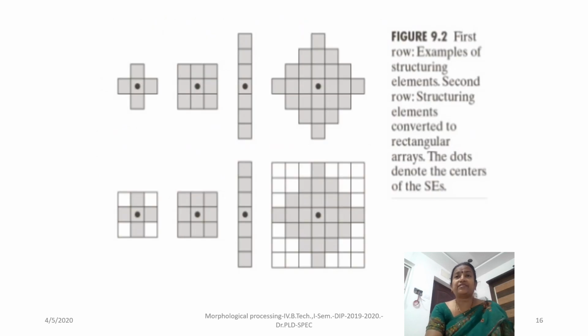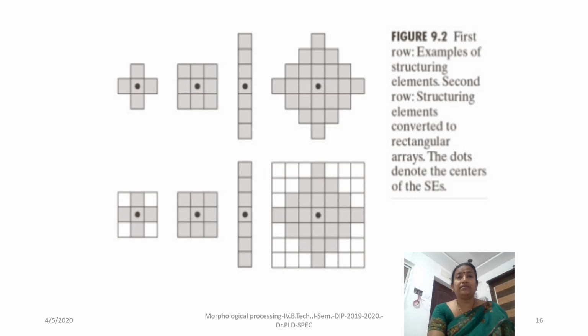These are the different structuring elements. Based on the type and shape of the structuring element, we are going to extract the objects from the original images. Examples of structuring elements are given here. This one is the plus, or you can say it's a cross. This is the structuring element of square shape. This is the structuring element of a vertical shape. This is the structuring element of diamond shape.